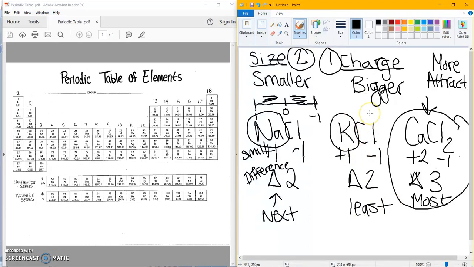So again, whenever you're doing ionic strength or lattice energy, you first need to tell their charges and find their delta charge. If they have the same delta charge, look at their size, and you can tell who is the smallest and who is the biggest. All right?